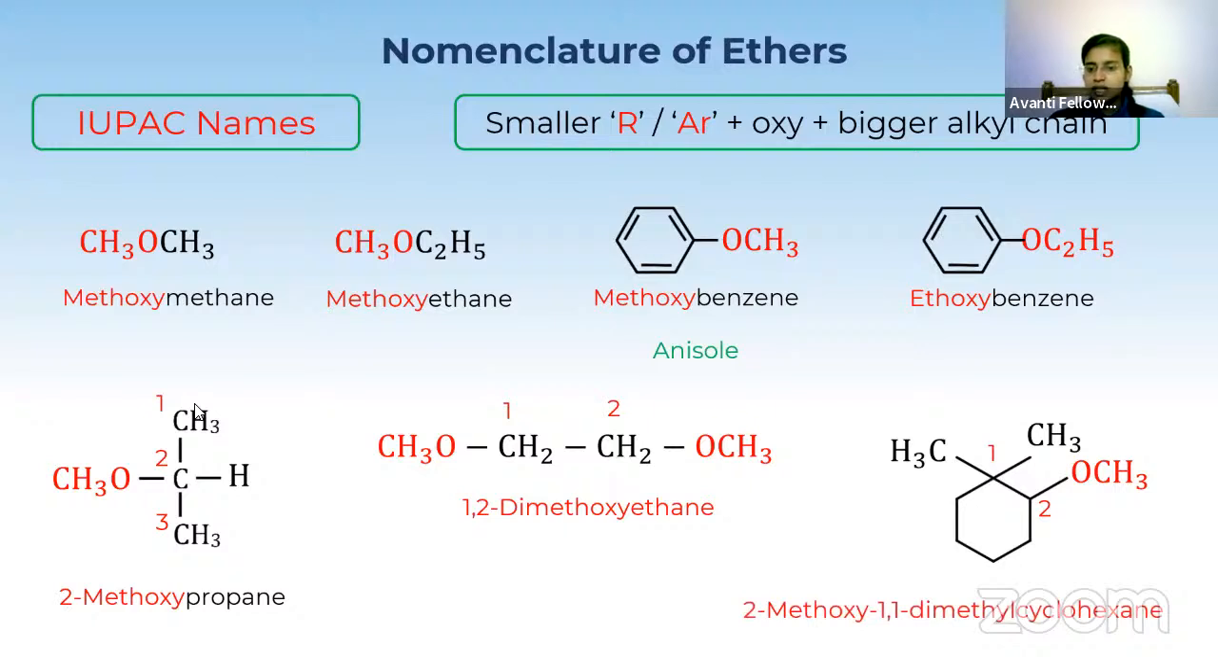According to the alphabetical listing, you have to call this 2-methoxy. M-E-T-H-O, right? And here M-E-T-H-Y. So methoxy has to come first. So it is 2-methoxy-1,1, because to the carbon number 1, we have two CH3. So it is 1,1-dimethyl cyclohexane. The ring has 6 carbons, so it is called cyclohexane. All right. Can you all understand how to name the ether? Do you have any doubts here?